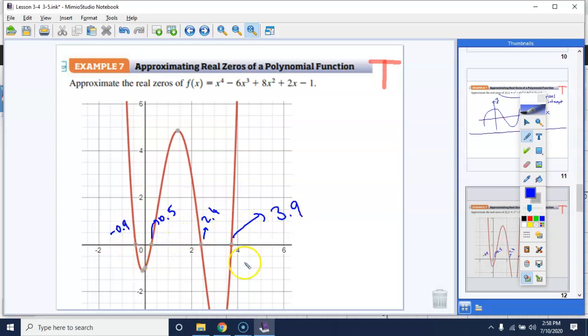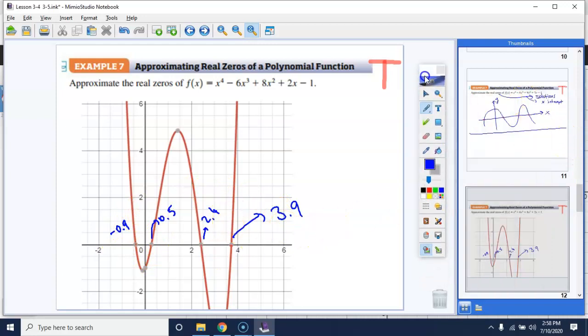But you can do it like this, or you can say one solution should be between 3 and 4. This one should be between 2 and 3. This one should be between 0 and 1. Or this one should be between 0 and negative 1. You can say so, or you can approximate like this. You can say more or less it could be 3.9 and so on. So we can see zeros of the function by graphing.